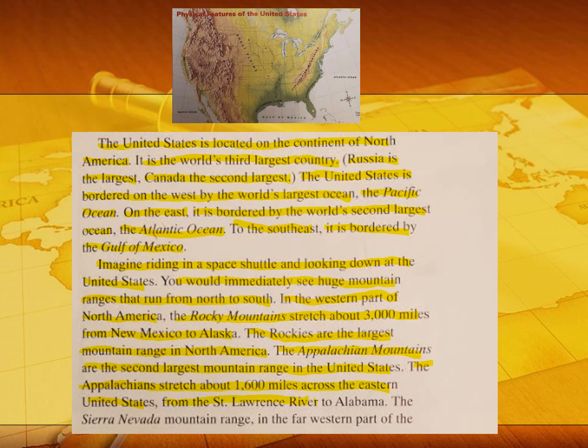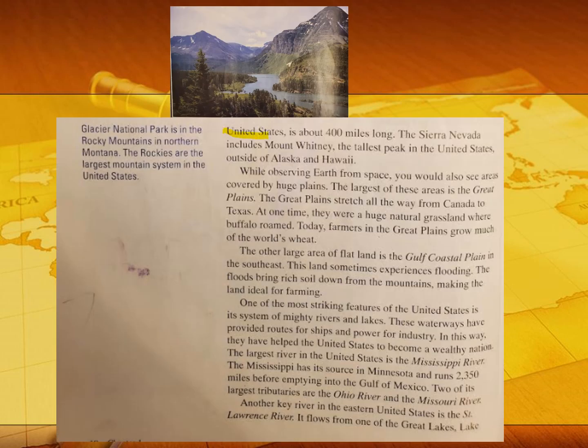Lawrence River to Alabama. The Sierra Nevada mountain range is in the far western part of the United States. It is about 400 miles long. The Sierra Nevada includes Mount Whitney, the tallest peak in the United States outside of Alaska and Hawaii.